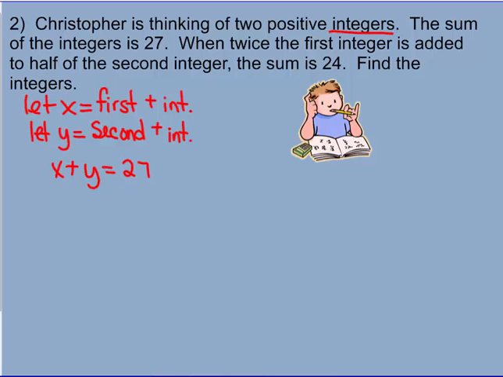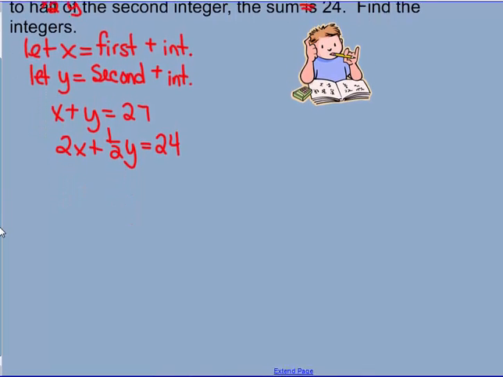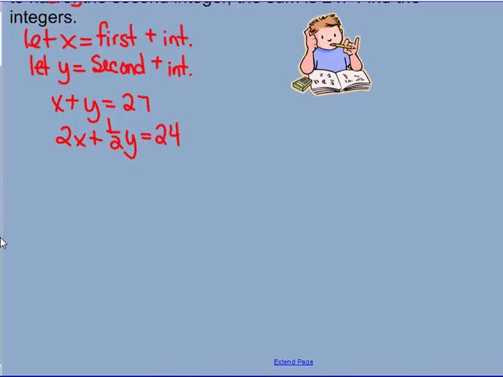When twice the first, so that's 2x, is added to half of the second, half of y, the sum is 24. I could do y over 2, or 1/2 of y, half of y, the sum is 24. There's my two equations. Now I could either substitute or eliminate.